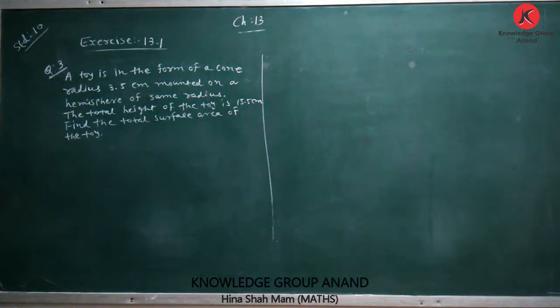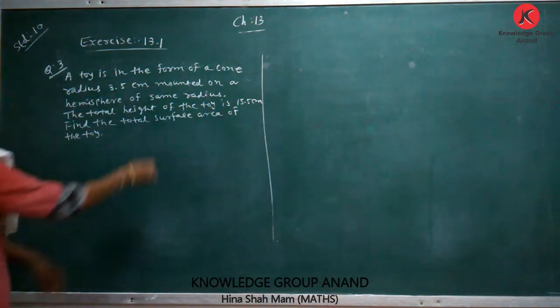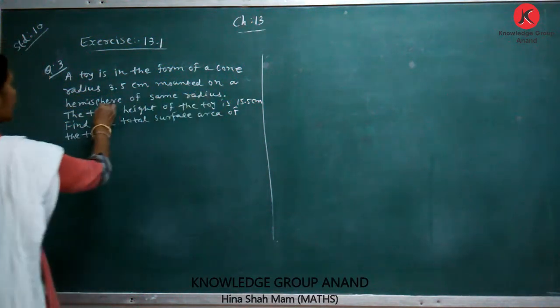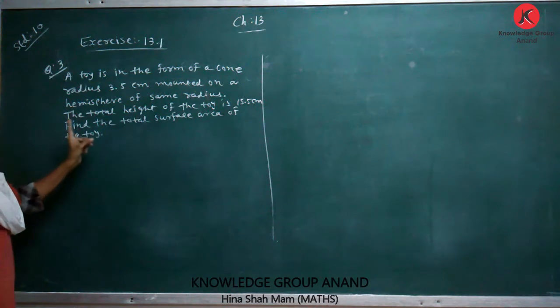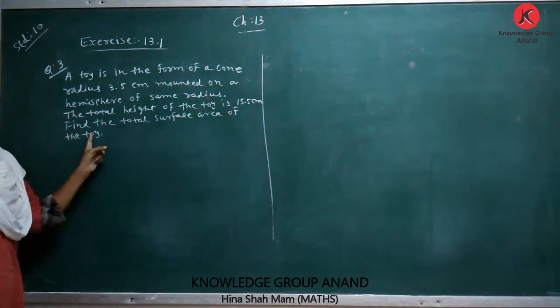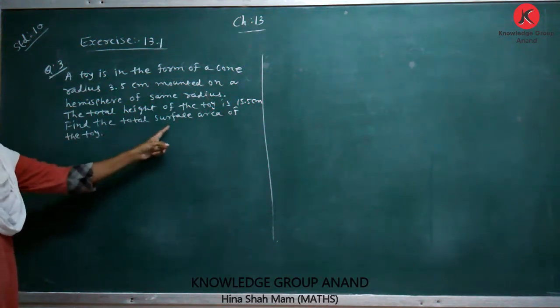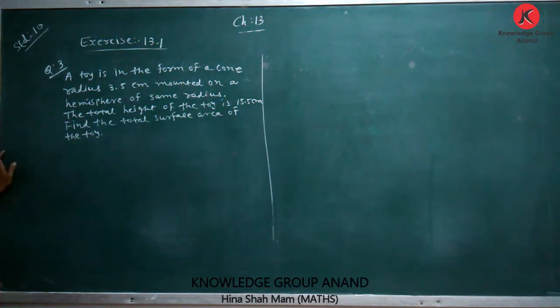Now, question number 3. A toy is in the form of a cone, radius 3.5 centimeter, mounted on a hemisphere of the same radius. The total height of the toy is 15.5 centimeter. Find the total surface area of the toy.